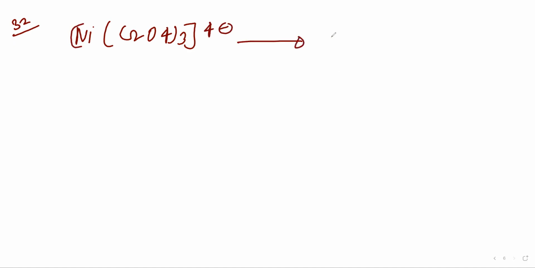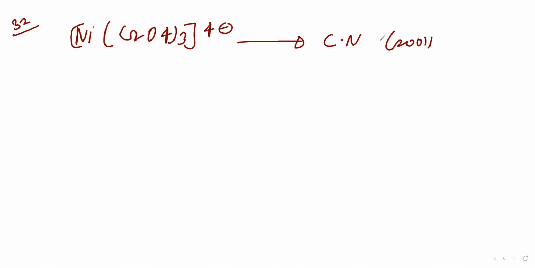Now see the next, 32. So 32 is talking about the coordination number of nickel, right, in the compound like Ni(C2O4)3 raised to 4 minus. So it is asking about your coordination number, right? CN. It was asked in 2001.